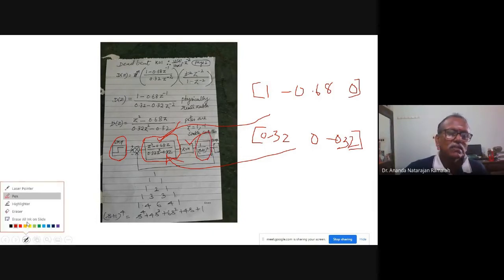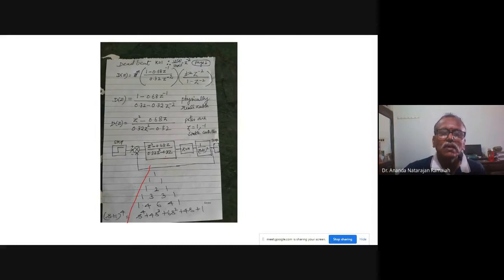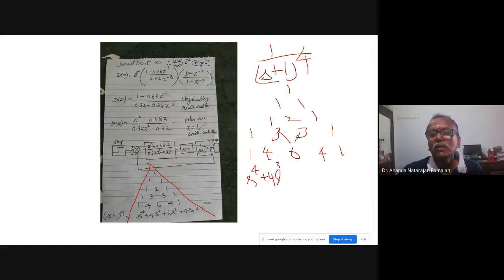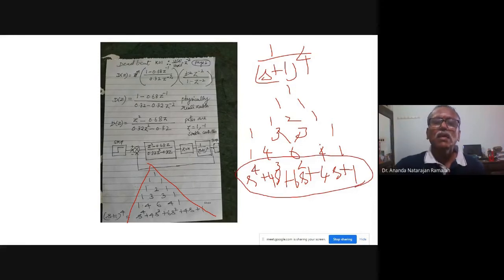How to enter the process? To enter the process, you have to consider this. Here, the process is 1 by (s plus 1) to the power 4. Expand this. What will you get? Pascal's triangle: 1, 1, 1, 1, 2, 1, 1, 3, 3, 1, 1, 4, 6, and adding these you get 6, 4, 1. So what you will get is s power 4 plus 4 s cube plus 6 s square plus 4 s plus 1. So this you have to enter in the denominator. That's all. You enter this here in the transfer function.